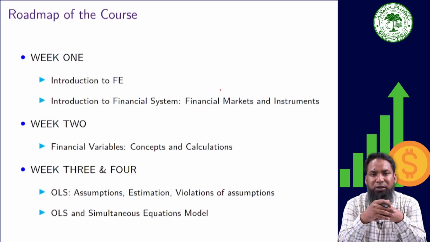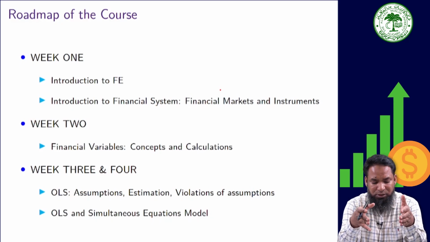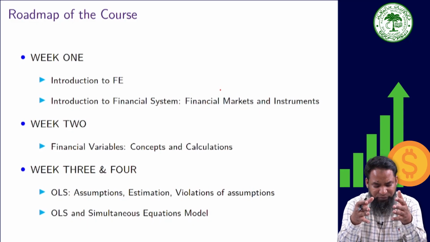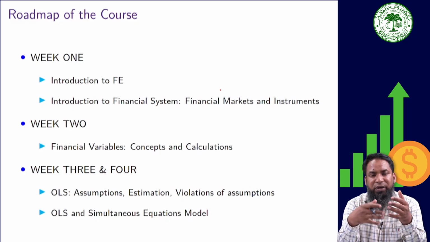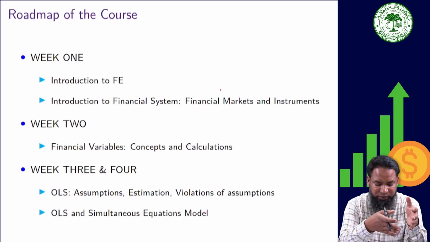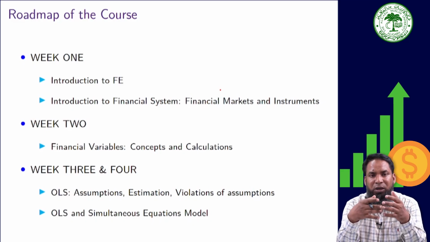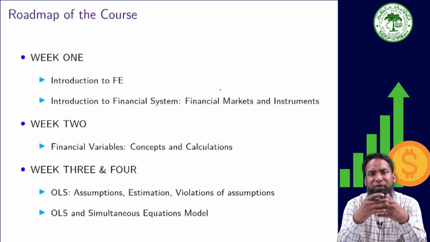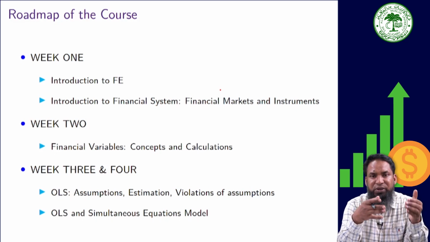In the first week, we'll discuss the introduction to financial econometrics, which we have basically done today itself. Then it is followed by the introduction to the financial system, financial markets and various instruments. Then in the second week, we discuss the financial variables, different concepts related to financial variables, for example the price based variables or the volume based variables. Then we also discuss the time value of money and certain aspects of fixed income securities.